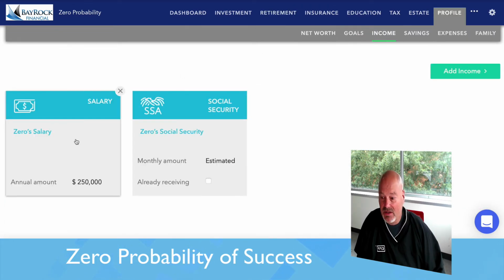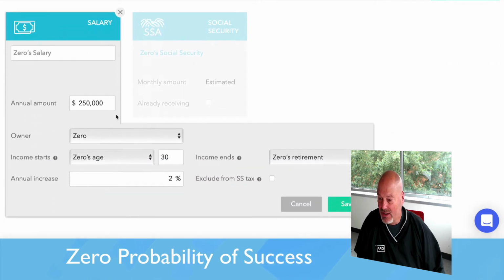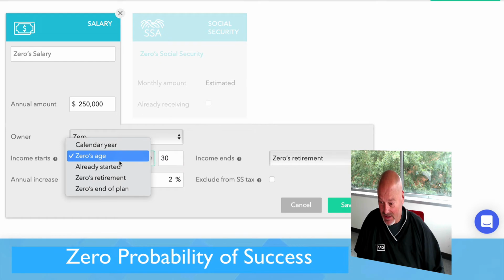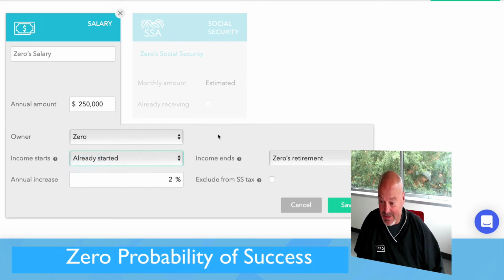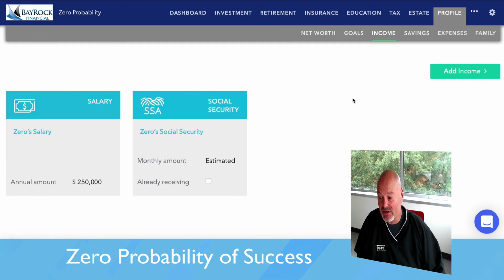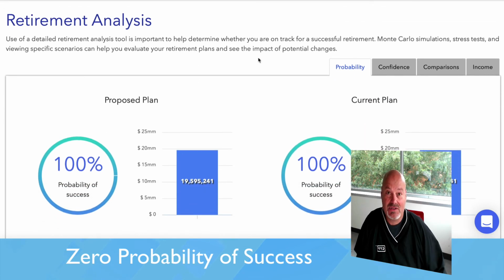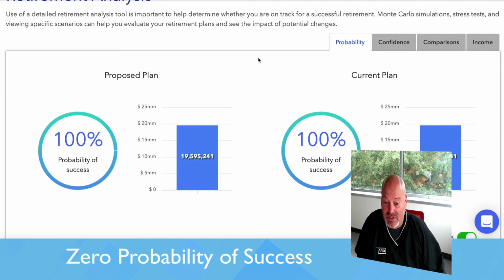and when you get to the income data card, you'll notice that the student is starting their income at this age. So if we change that to already started, let's see what happens. So now let's go see retirement. I just changed the income, and now all of a sudden everything is 100%. It's that easy to fudge the numbers.